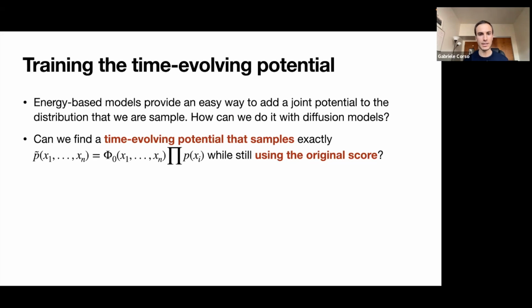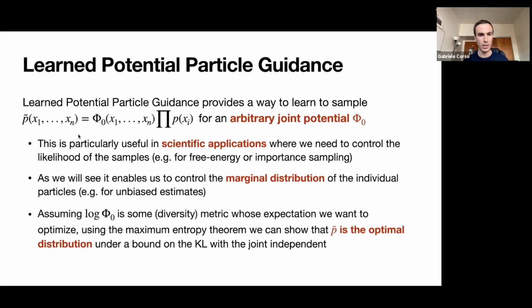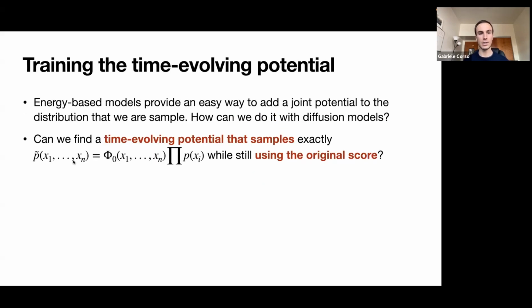Still, however, the question is: while with the energy-based model it was very easy to sample this joint density, just by adding this potential to our data distributions, here it's not easy, because we have this time-evolving vector field of the score, and the way that the score evolves doesn't necessarily tell us how this joint potential should evolve over time. So the question is, how can we find a time-evolving potential that samples exactly this distribution?